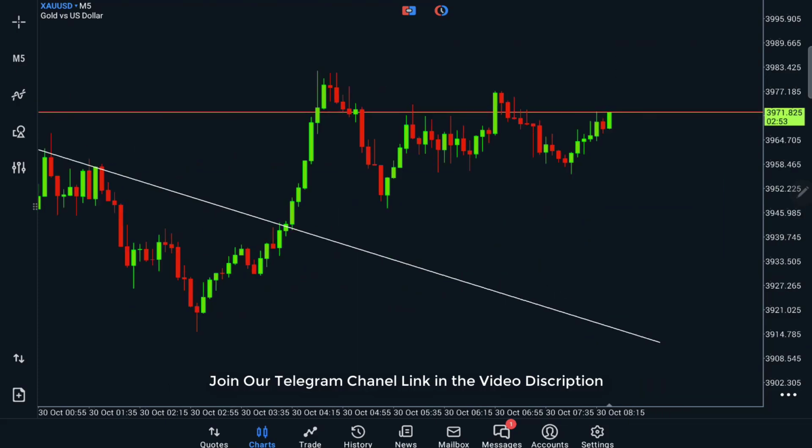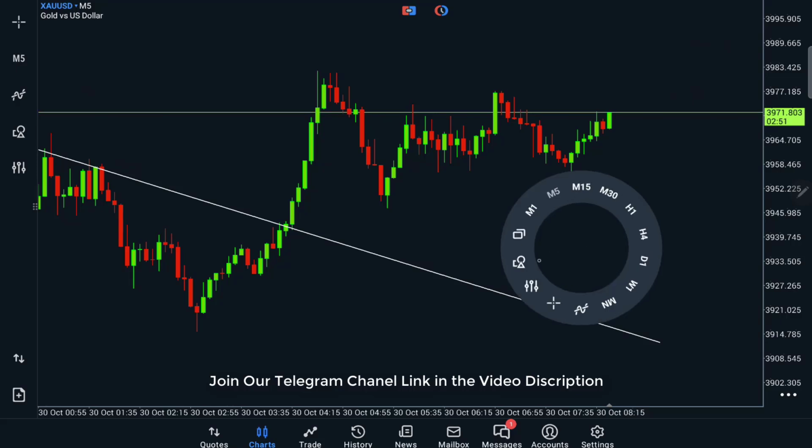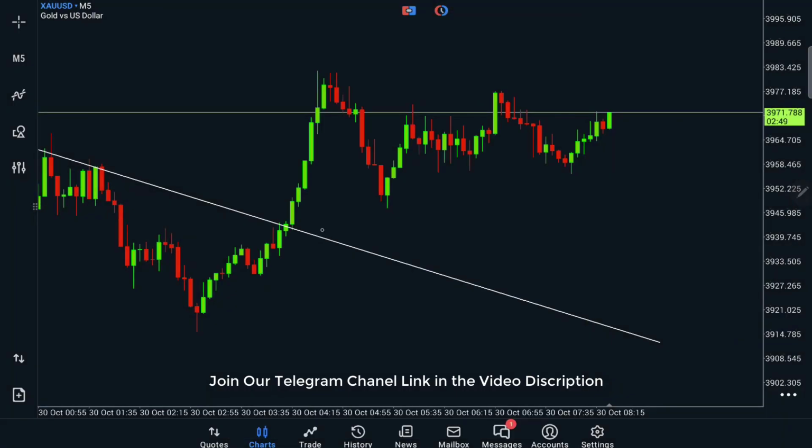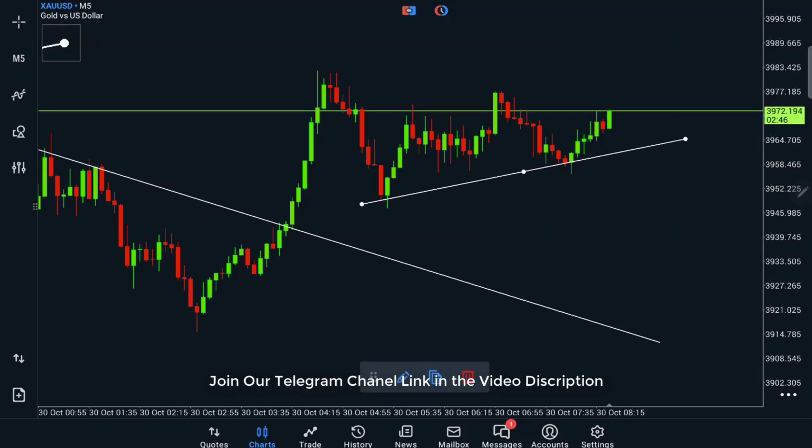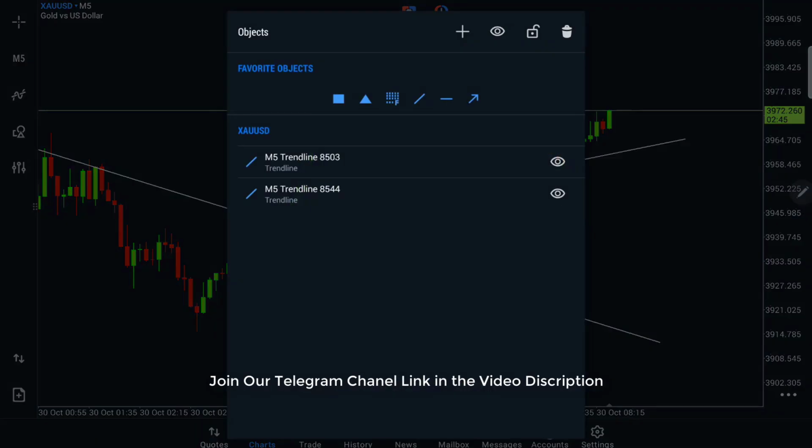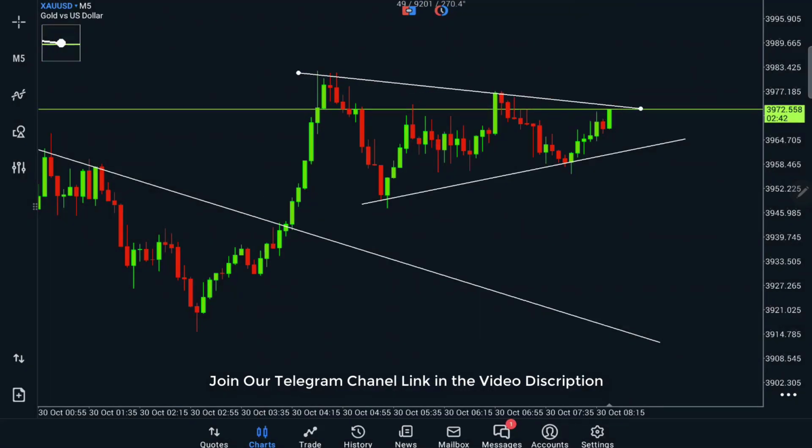You may ask me, Mr. Boom, what we need to do right now. For now, as you can see, there is a trend line channel, and another trend line channel going to happen in this particular area.